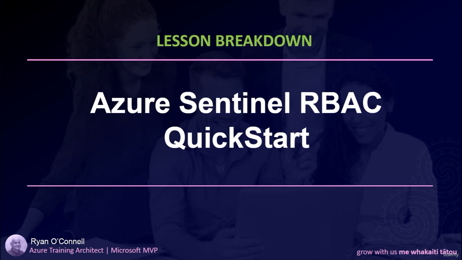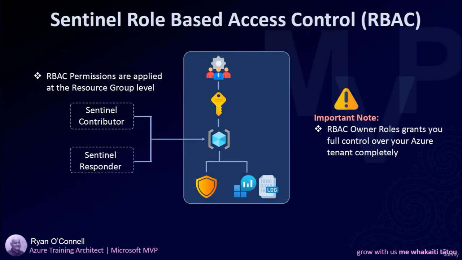Azure Sentinel Role-Based Access Control. Now, Sentinel Role-Based Access Control, or RBAC roles, are permissions that are applied at the resource group level, and we have to have two main permissions in order to do stuff in Azure Sentinel. We need to have the contributor role and the responder role.